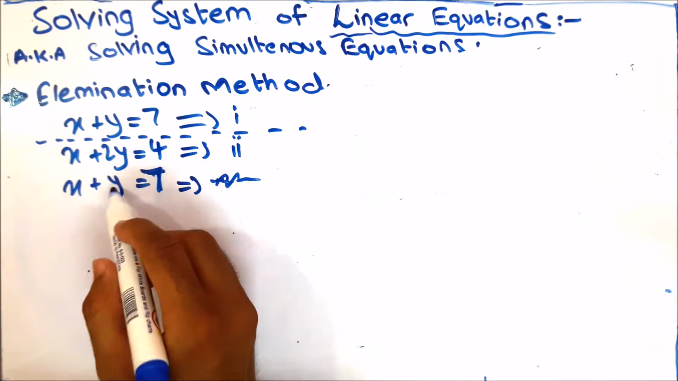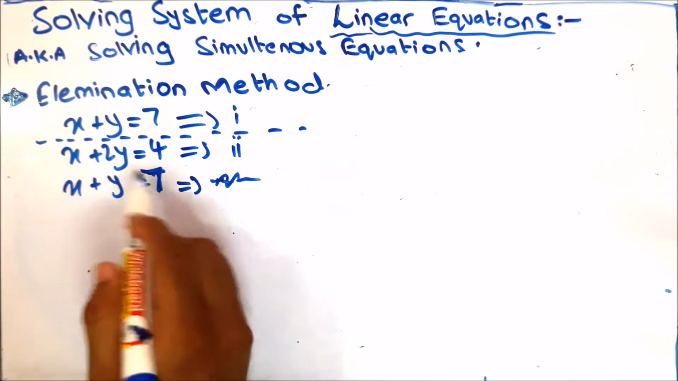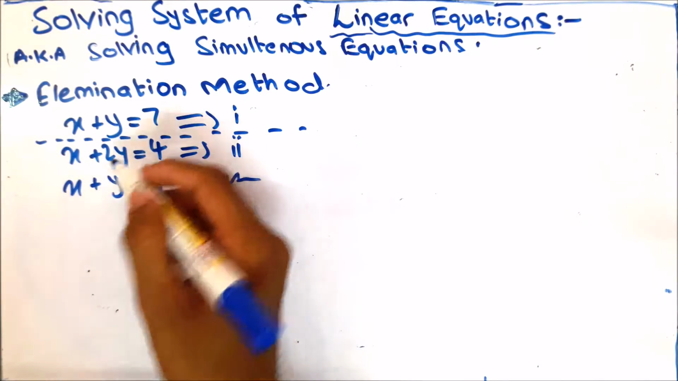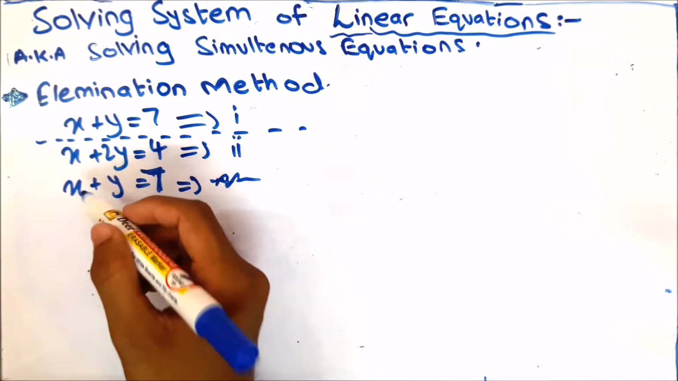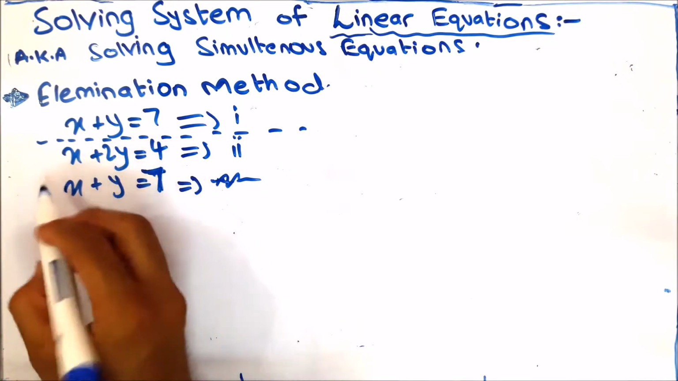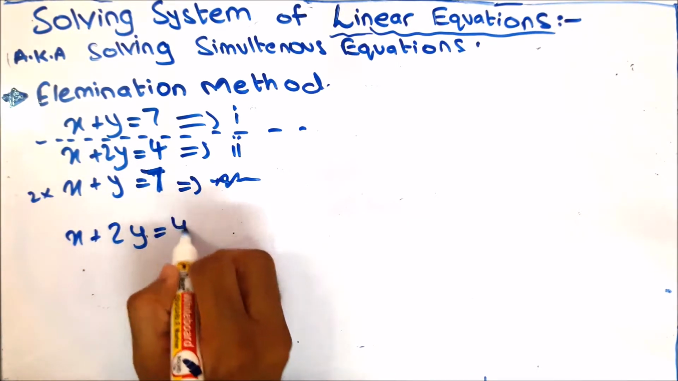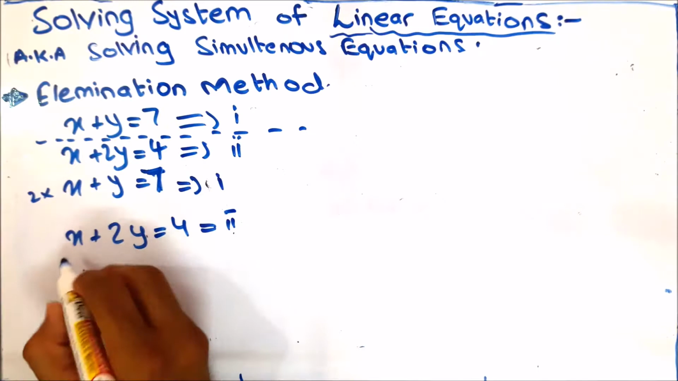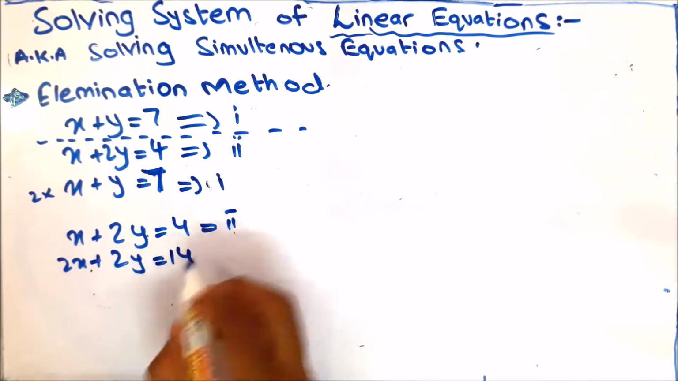So to cancel this y out, what do I have to do? I can multiply this whole equation by minus 2, so this becomes minus 2y, and then we add it. When we add it, these both cancel out. Or we can just multiply it by 2 and then subtract one equation from the other. Let's multiply it by 2. It becomes x plus 2y is equal to 4. I copied this equation over here. Let's make it equation 1. And when I multiply the other by 2, I get 2x plus 2y equal to 7 times 2, which is 14.